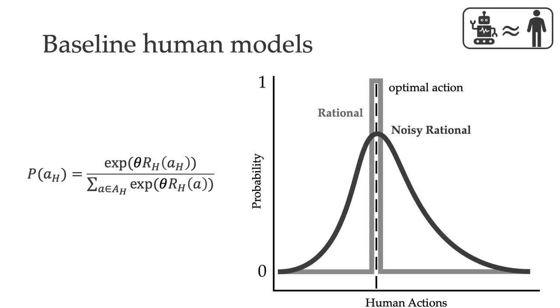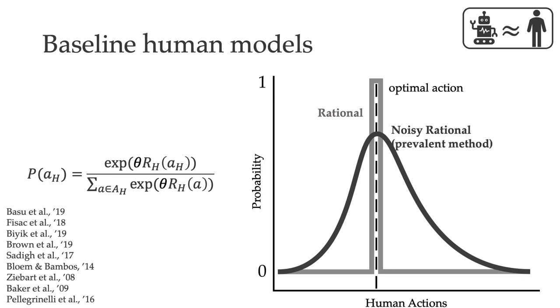Sometimes humans aren't perfect and choose suboptimal actions due to factors like limited cognitive resources or time. This is commonly referred to as the noisy rational model. Under this model, humans choose the optimal action most of the time. The noisy rational model is currently the most prevalent way we model humans in HRI. But one problem with this model is that no matter how much we tune model parameters, suboptimal actions will never be the most likely action.